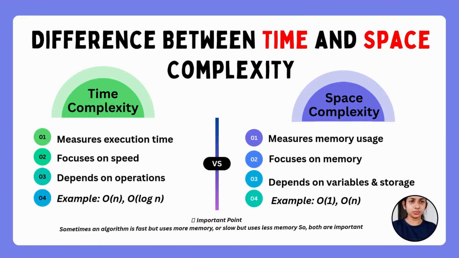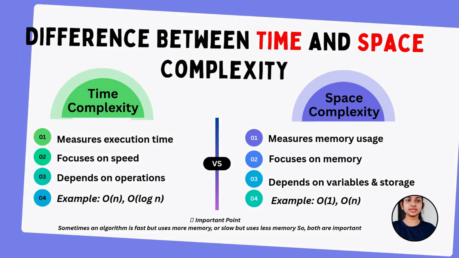Now let's talk about the difference between time and space complexity. Now let's clearly separate two ideas. Time complexity asks how long the program takes to run. Space complexity asks how much memory the program needs. Sometimes one algorithm is fast but needs a lot of memory. Another is slow but saves memory. In real life, both matter. That's why we study space complexity.